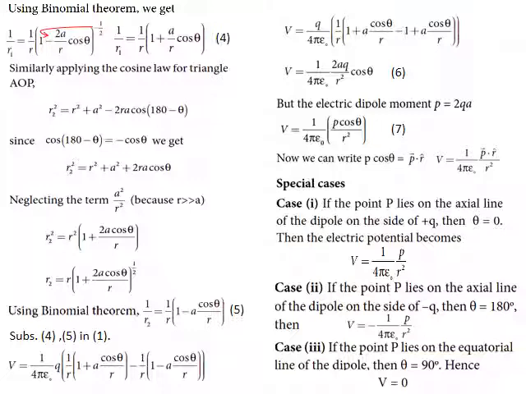Case number 3. The point P lies on the equatorial line of the dipole. That is, theta is equal to 90. Cos 90 is 0. Therefore the total potential becomes 0.